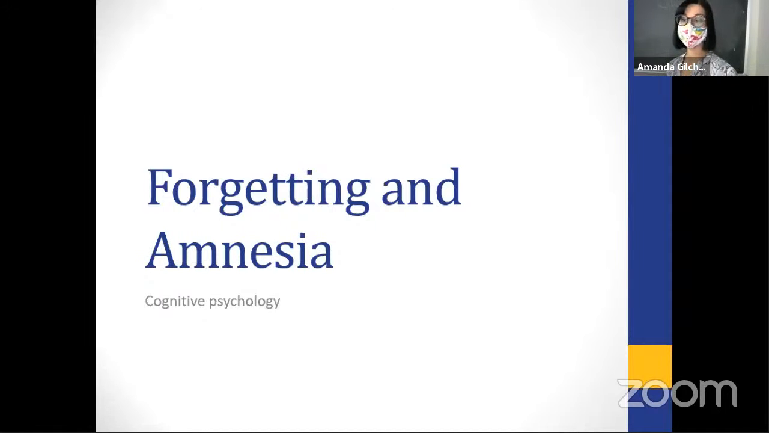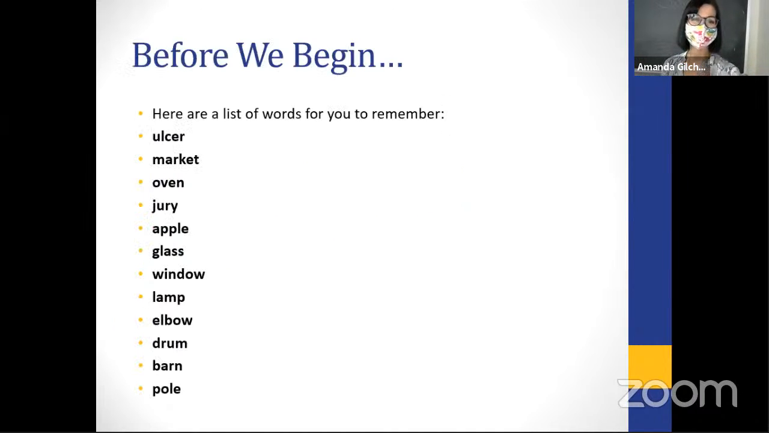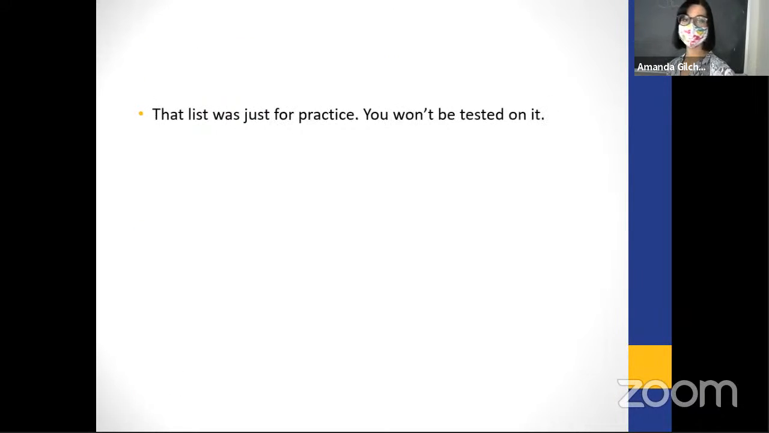Okay, so I'm going to read these to you. I want you to try to remember them. Here is a list of words for you to remember. Ulcer, market, oven, jury, apple, glass, window, lamp, elbow, drum, barn, pull. Are we feeling pretty good? Well, guess what? That list was for practice and you're not going to be tested on it.